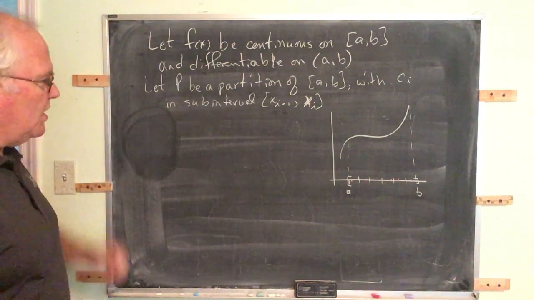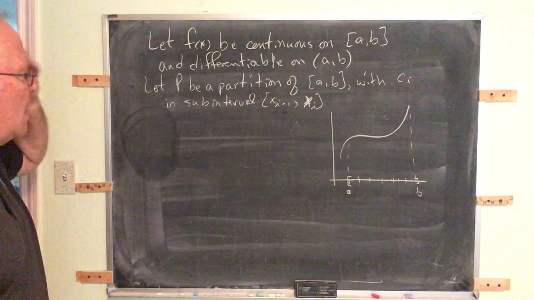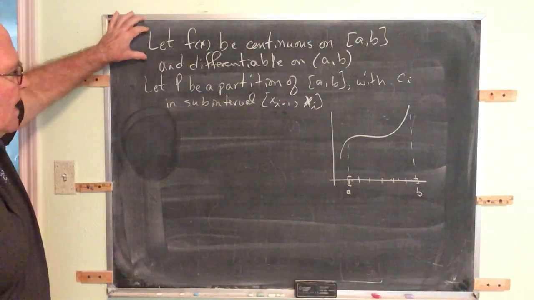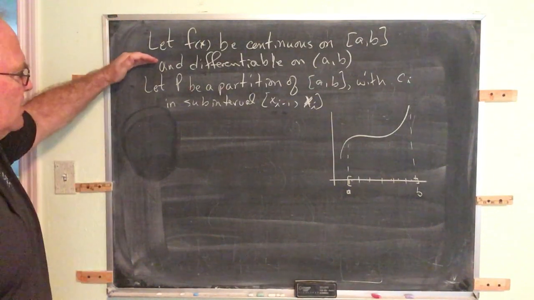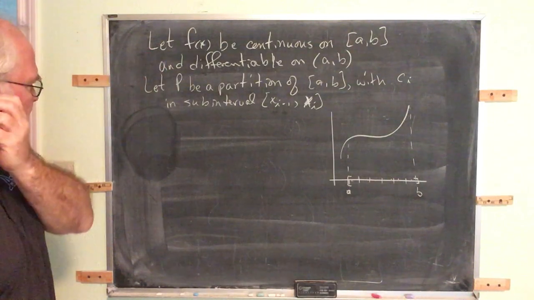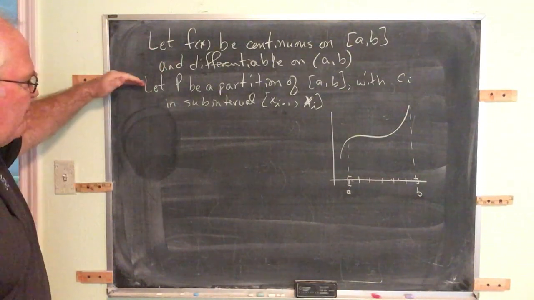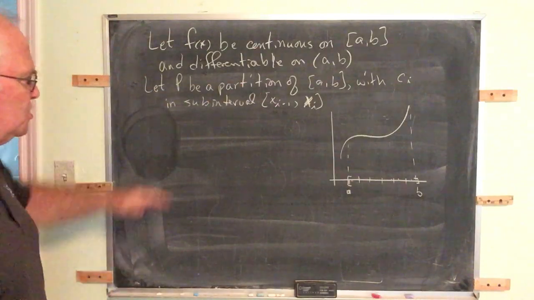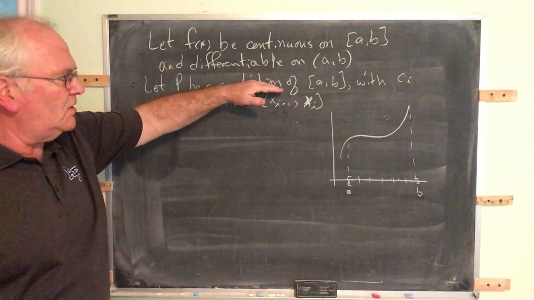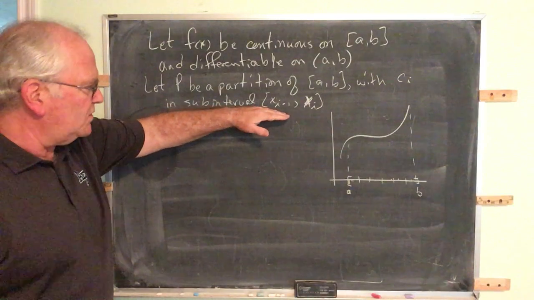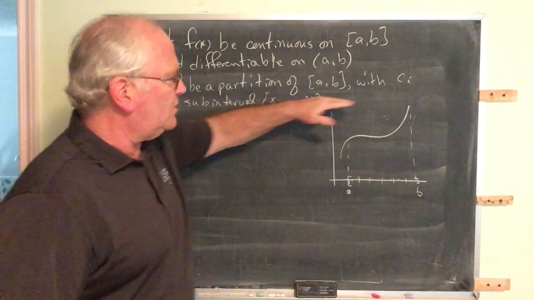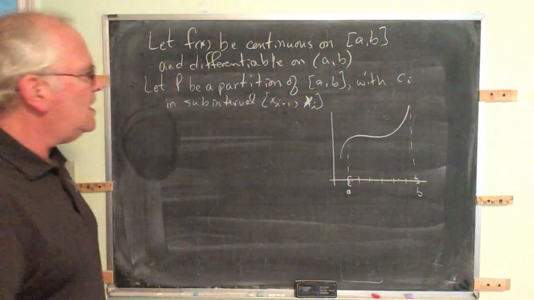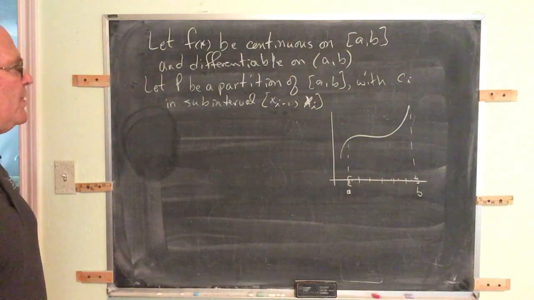All right, we're going to continue our discussion on Riemann sums. So let's suppose we have f is a continuous function on the closed interval. It's differentiable on the open interval. And let's suppose that we have partitioned. Remember, every partition we discuss now is a regular partition. So we have partitioned the interval, and we have the subintervals formed, and out of each subinterval we choose a c sub i, a value in that subinterval.